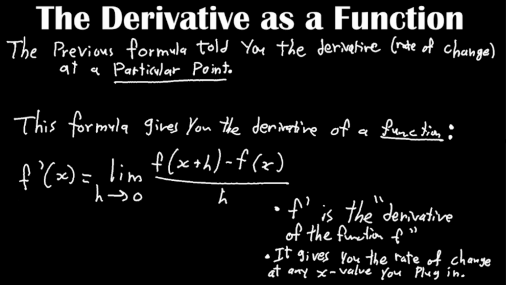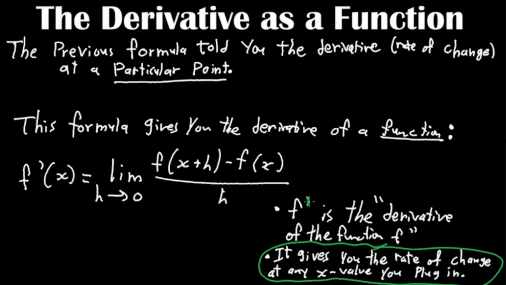Alright, so the previous formula that we just saw told us the derivative, or the instantaneous rate of change at a certain point. But let's say you want to plug in a point into some function and just find the instantaneous rate of change. That is what the derivative of a function does. So if you plug in any x value into the derivative, it will give you the instantaneous rate of change at that x value. So you say f prime.